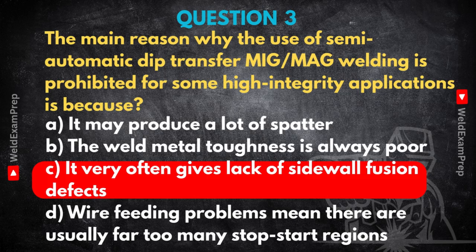And that defect is incredibly dangerous because it acts as a stress riser, leading to potential failure under load. Precisely. Catastrophic failure potential. That's why it's often prohibited for critical work.